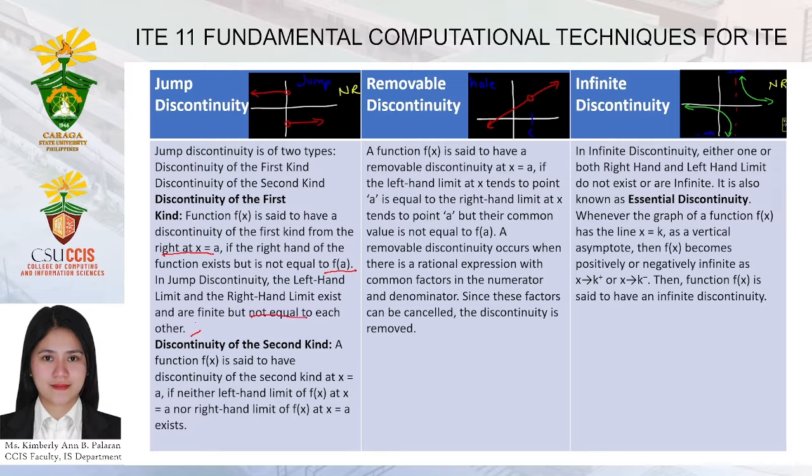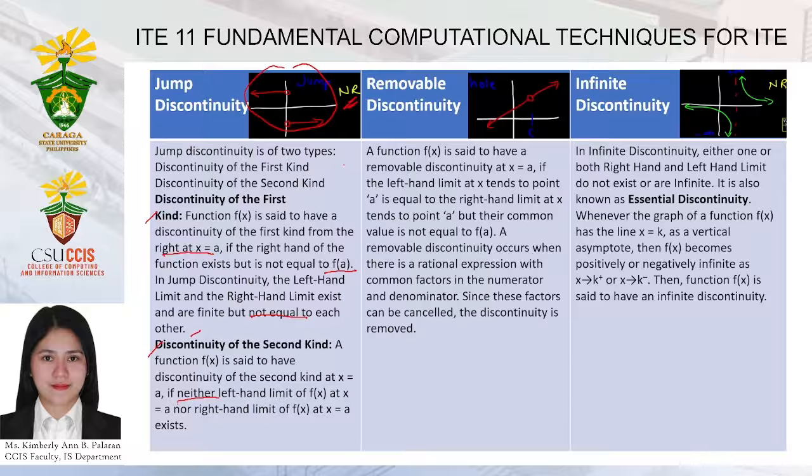Discontinuity of the second kind: a function f of x is said to have a discontinuity of the second kind at x equal to a if neither the left-hand limit at x equal to a nor the right-hand limit of f of x at x equal to a exists. That is the jump discontinuity, and the graph looks like this one. And take note that this is non-removable.